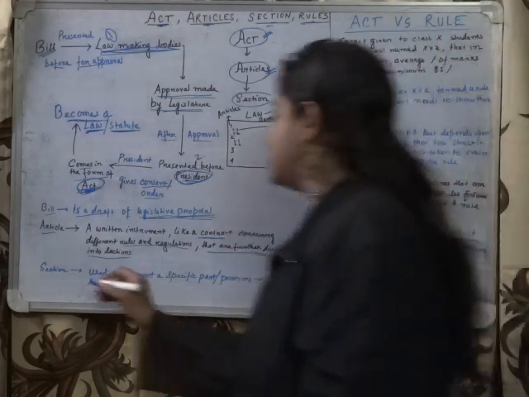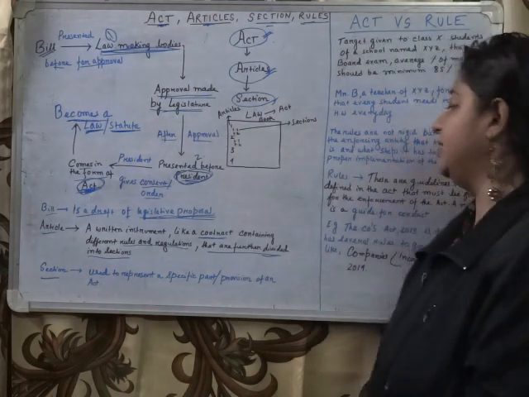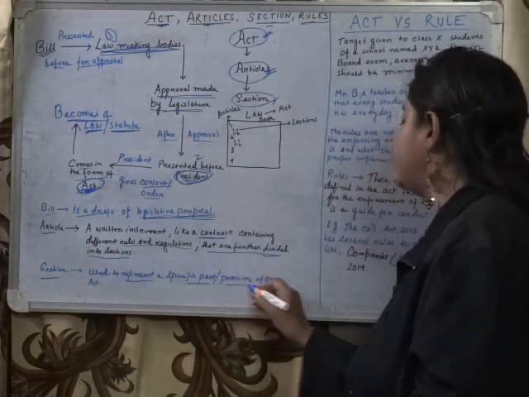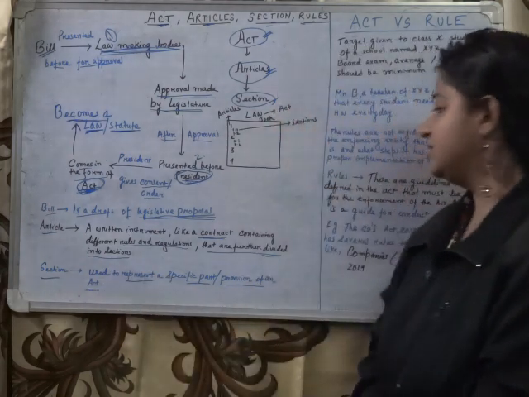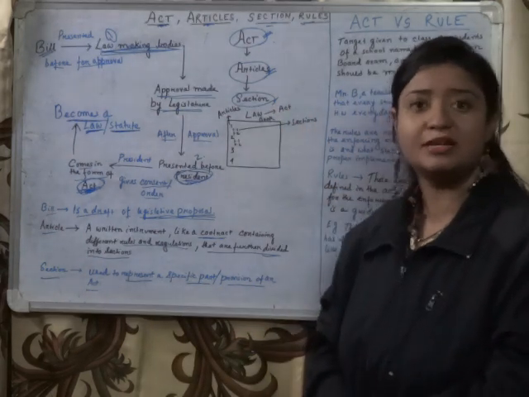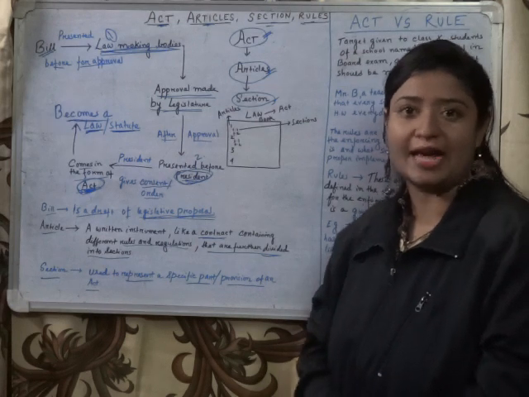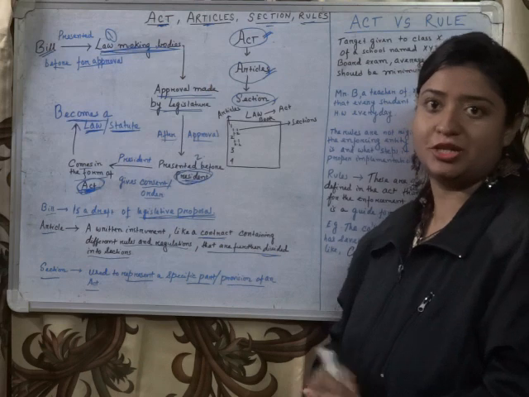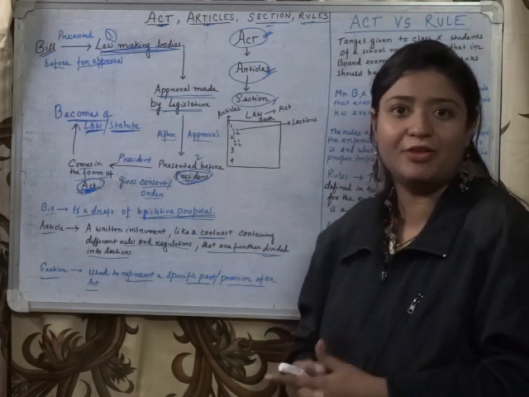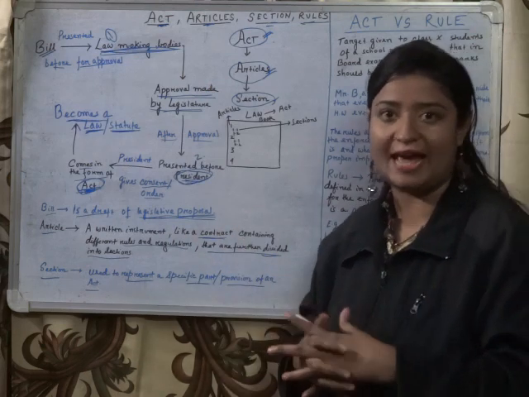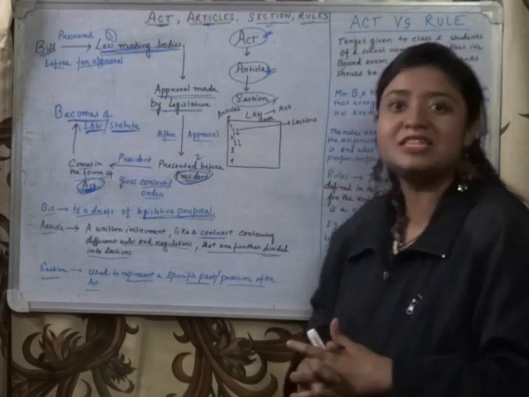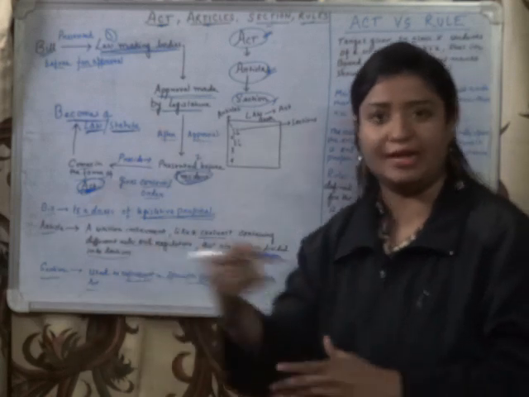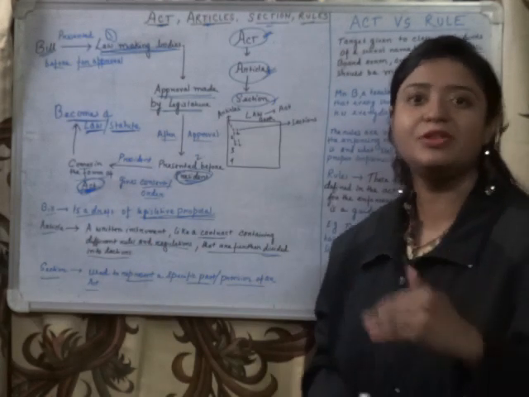So now, what is a section? It is used to represent a specific part or provision of an act, because it is not very easy to remember each and every thing in the act. So that's why some specification is needed: go to section number 5, you will get this; go to section number 6, you will get this.